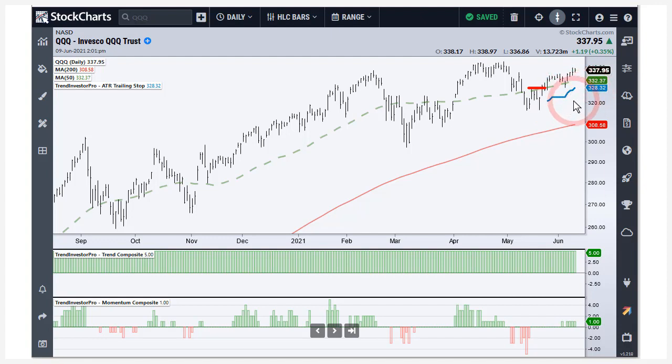If you close below 328, then that would say that this little short-term signal has failed. But overall, QQQ is just making its way higher, a pullback, a move to new highs, a pullback. And given the bigger uptrend, I would expect a move to new highs.